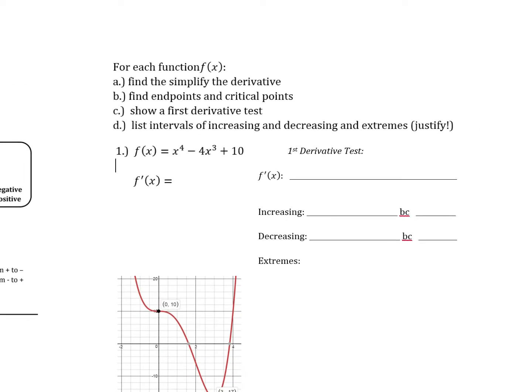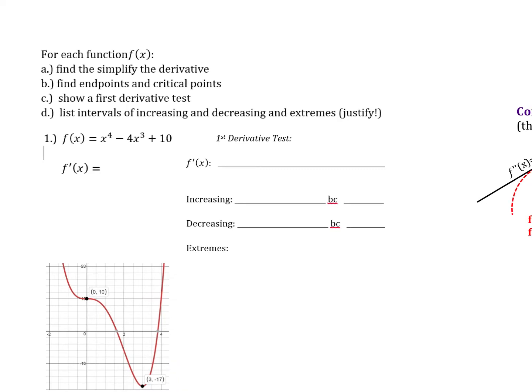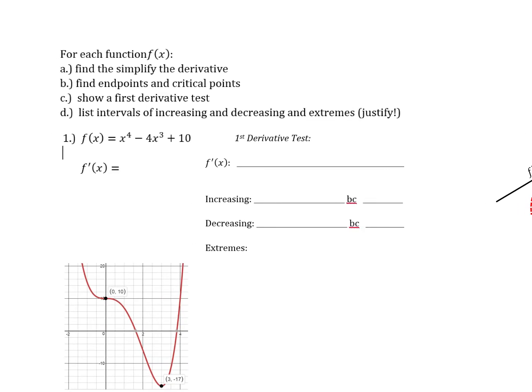All right, let's take a look. We're going to find and simplify the derivative of this polynomial here. We're going to find the endpoints and critical points. Well, there's no endpoints here because there's no interval given, but we can certainly find critical points. Show the first derivative test, and then increasing and decreasing intervals. All right, here we go.